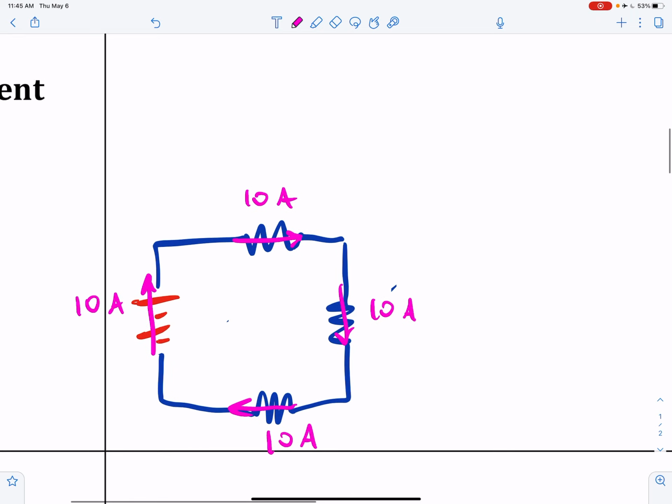And so maybe I could write that like this, that the current at the battery is going to be equal to the current across the first resistor and equal to the current across the second resistor and equal to the current across the third resistor. And that would continue, right? If there's 100 resistors, they would all get the same current, which is the current that's flowing through the battery.